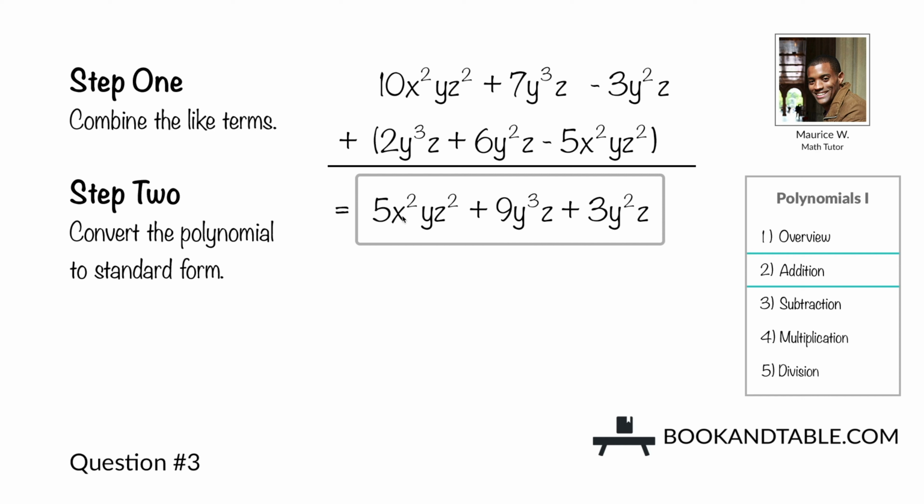This term has a degree equal to 5. 2 plus 1 plus 2 is equal to 5. This term has a degree equal to 4. 3 plus 1. And this term has a degree equal to 3. 2 plus 1. So since the degrees are 5, 4, and 3, this answer is in standard form. So the final answer is 5x squared yz squared plus 9y cubed z plus 3y squared z.